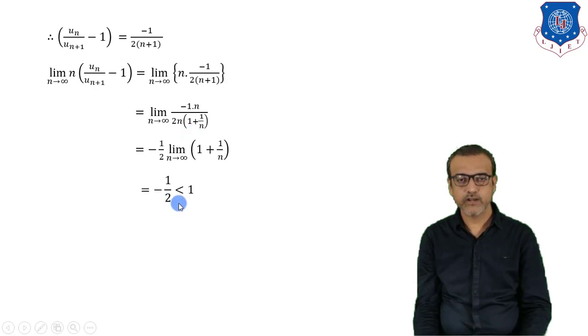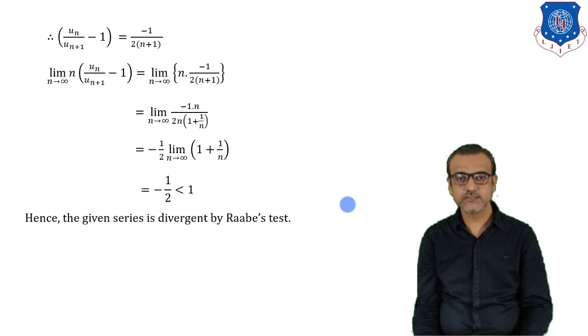And minus 1 by 2 is less than 1. Hence the given series is divergent by Raabe's test. So in today's lecture we have gone through the statement of the ratio test and Raabe's test, and we have seen examples related to these topics.